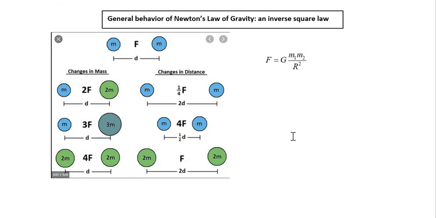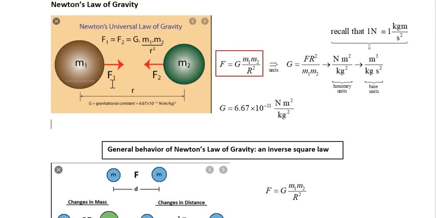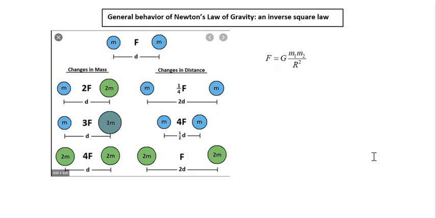So here's a nice little picture I got off the internet. What we're going to do is change the mass and change the distance and see how that affects this law, so you can get an idea what's going on here. So here's our force law. Force is big G times M1 times M2 over R squared.